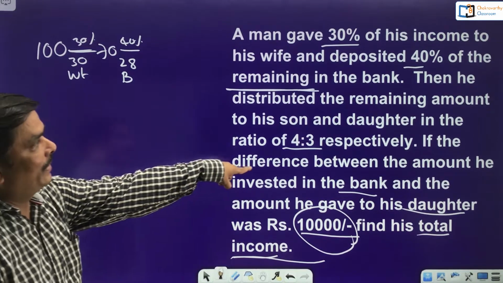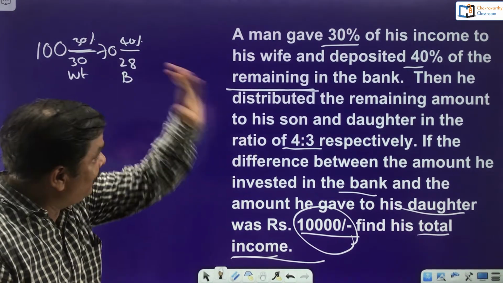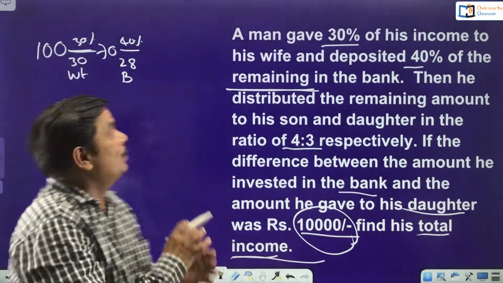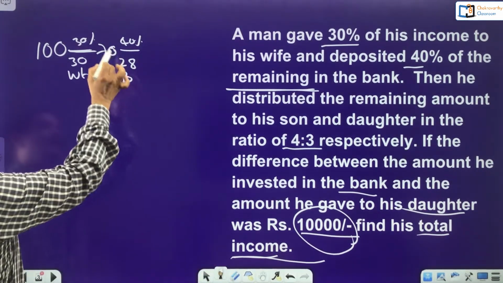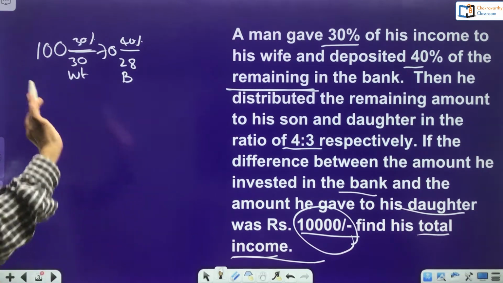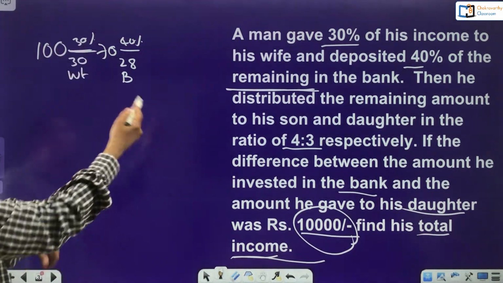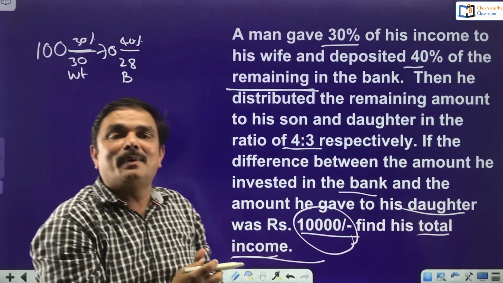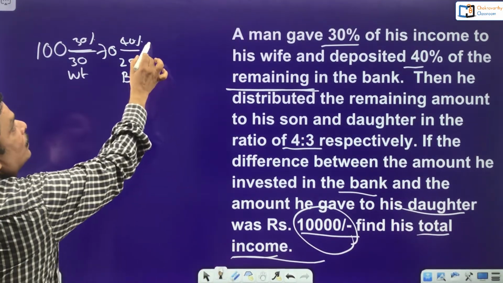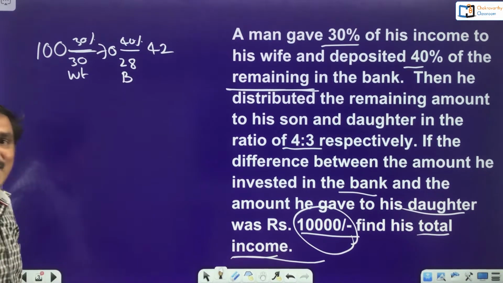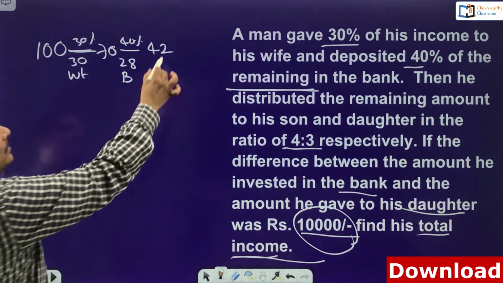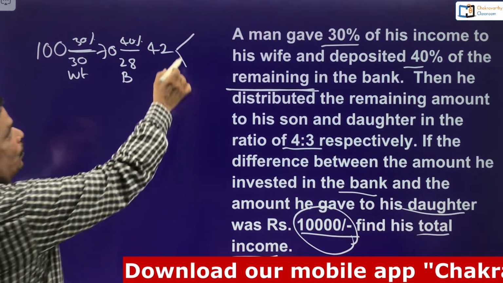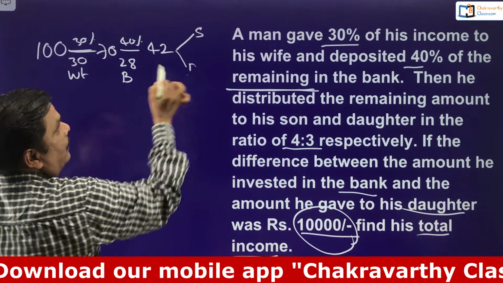Then after that, he distributed the remaining amount to his son and daughter in the ratio of 4:3. So out of this 70, 28 rupees are being deposited in the bank. And the remaining amount, what is the remaining? 40% gone, that is equal to 28. Remaining is 60%. What is 60%? 42. This is the remaining amount. Now, this remaining amount has been distributed to his son and daughter in the ratio of 4:3. Son and daughter.